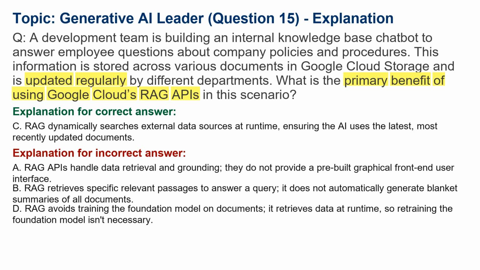Why are the others incorrect? RAG APIs handle data retrieval and grounding, they do not provide a pre-built graphical front-end user interface. RAG retrieves specific relevant passages to answer a query, it does not automatically generate blanket summaries of all documents. RAG avoids training the foundation model on documents, it retrieves data at runtime, so retraining the foundation model isn't necessary.